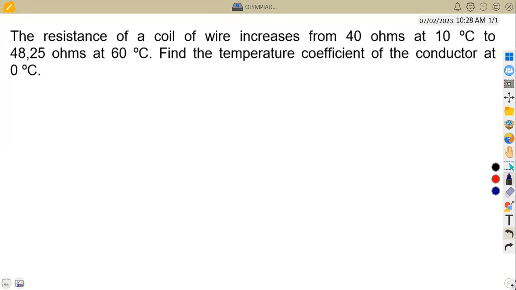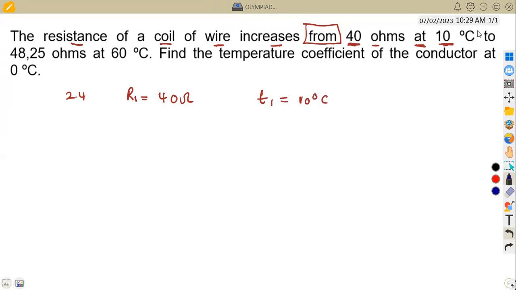Let us try to take down our information, which is the data that we are given. So we have got the resistance of a coil of wire increases from, take note, from, that is our initial starting point. So it was at 40 ohms. So that is our initial, which is R1, which is at 40 ohms. That is the temperature at that point. So we are given also the temperature at the first point. So we have got T1, which is 10 degrees Celsius.